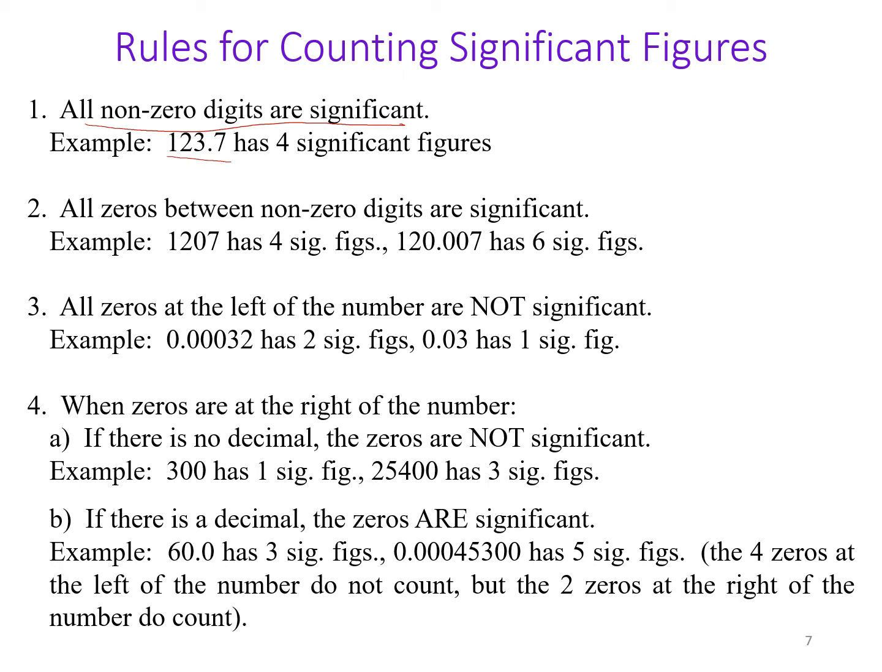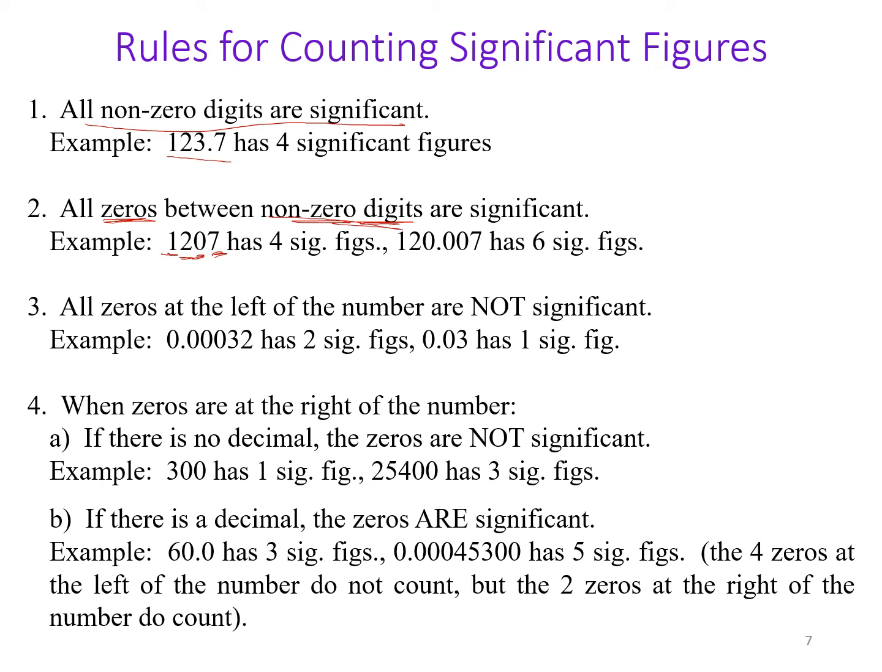Rule number 2 states that all the zeros that are present between the non-zero digits are significant. So for instance, if I have the number 1207, how many sig figs does this have? Even if it's a zero in between, it is still significant. Why? Because it is in between two non-zero digits. So I have 1, 2, 3, 4. I have 4 sig figs in this number.